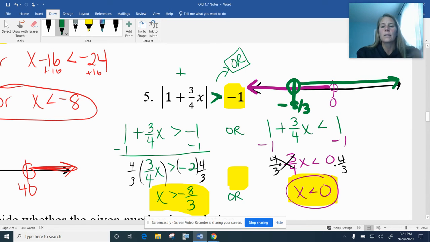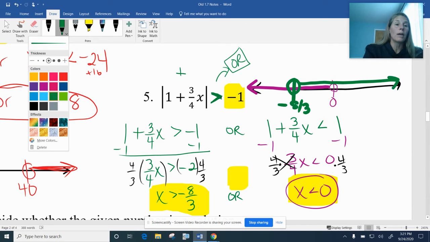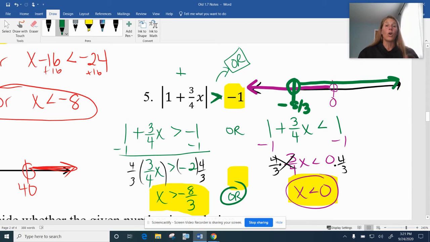So if you'll notice, when you graph each of these solutions, every single space on your number line will be shaded in, because every possible solution would be in one section of this number line, and all of it's going to be shaded. So since it's an or problem, it doesn't have to meet all the criteria. It just has to meet one or the other.